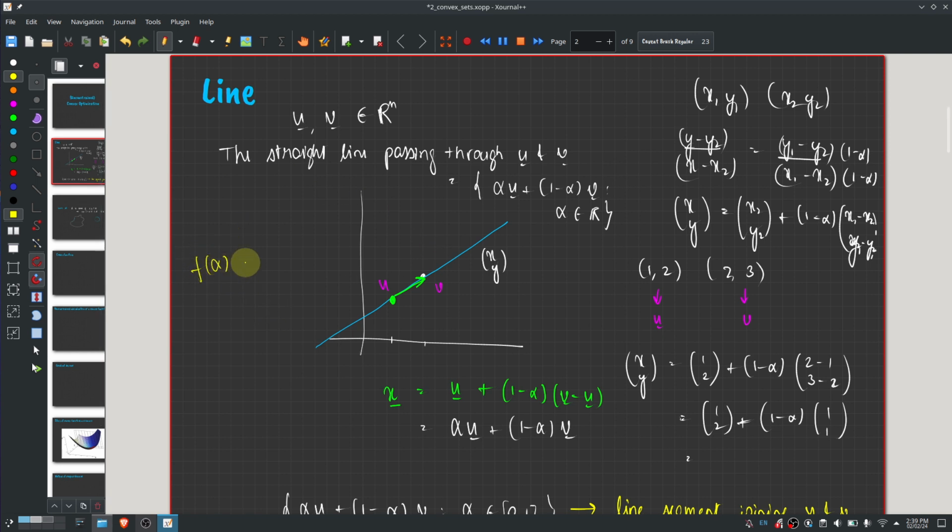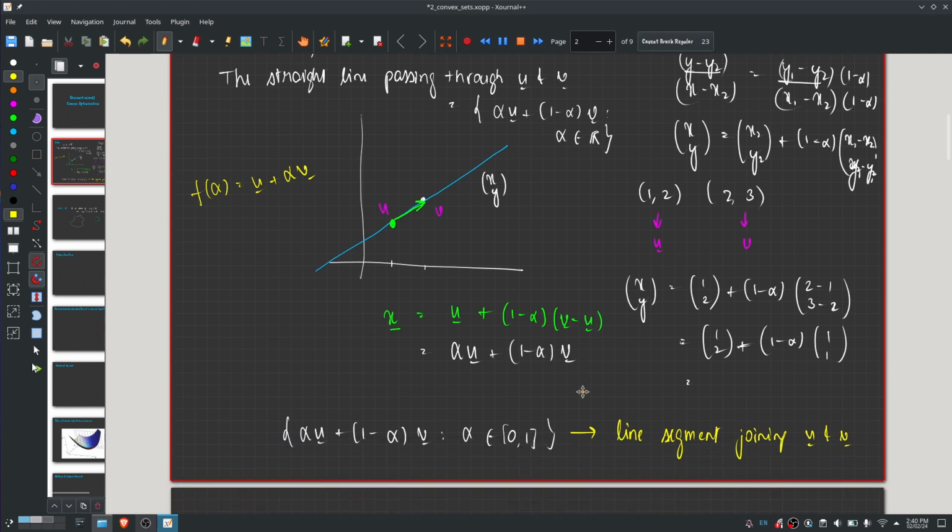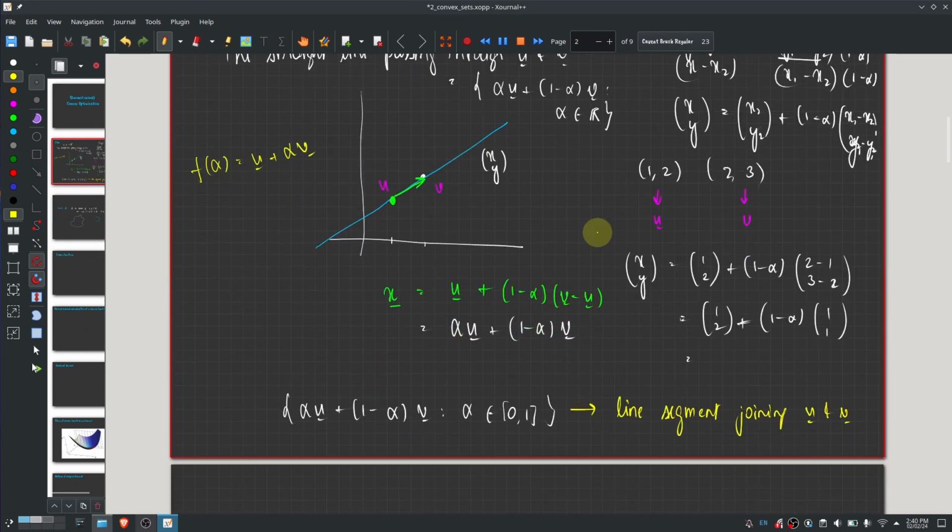In general, any function f of alpha which takes the form u plus alpha times v denotes a straight line. In particular, it will be the straight line passing through u and in the direction of v. We also defined a line segment as again alpha u plus 1 minus alpha times v, but alpha is only varied from 0 to 1. At one end, when you take alpha equal to 0, you get v, and at the other end, when you take alpha equal to 1, you get u. So for any alpha strictly between 0 and 1, you get a point which lies strictly between u and v.